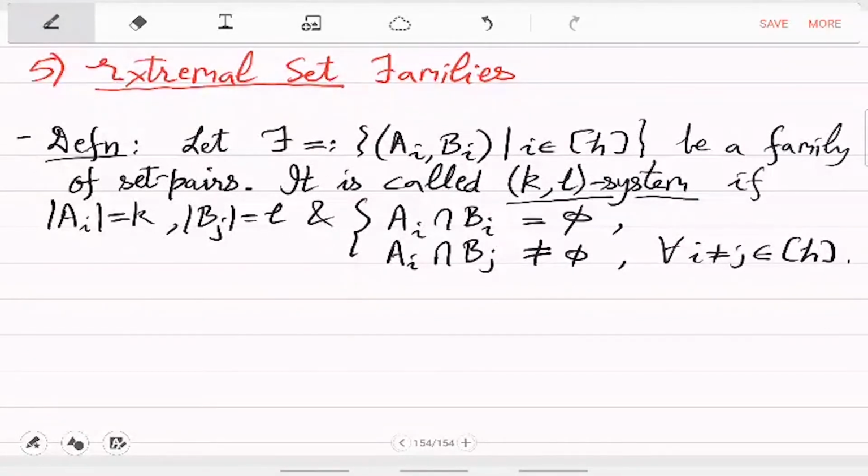So again, A's are of the same size, B's of the same size, which is respectively K and L. In the same pair, these two sets are disjoint, but across pairs, they overlap. Right, that is called a KL system of sets. So let's see an example first.